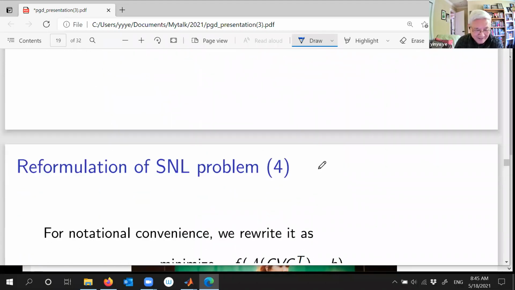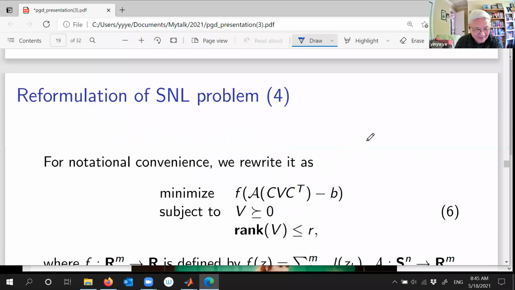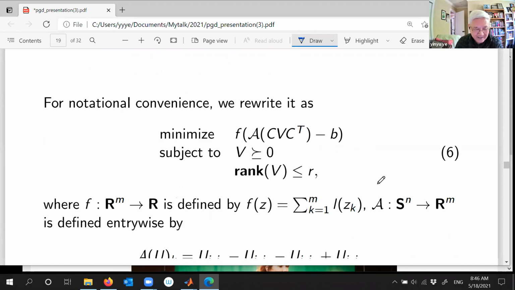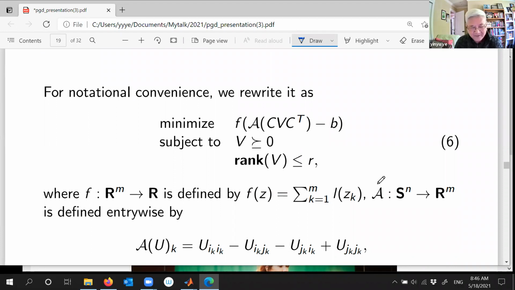Okay. So now let's go back to this reformulation as an SNL problem. That's exactly what we have. We want to minimize the objective function, where V is only positive semi-definite, with rank no more than R. So we apply this method. We find a steepest descent direction, and then we just project back.